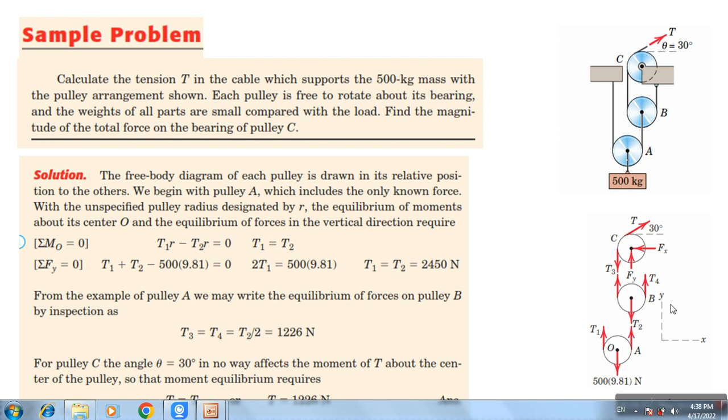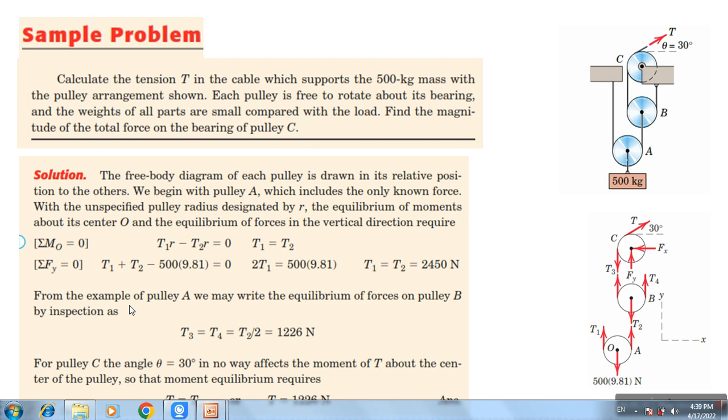Now if I take the summation of all forces in the y direction equal to 0, so T1 plus T2 upward minus 500 multiplied by 9.81 equal to 0. So I can get T1. And T1 equal to T2. So T1 equal to T2 equal to 2450 Newton. So now we can see T1 is equal to T2.